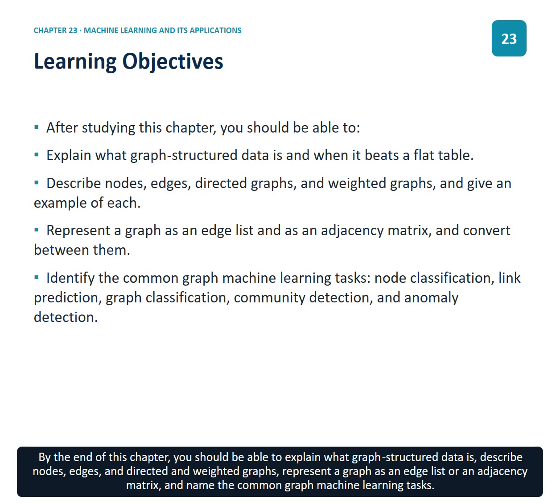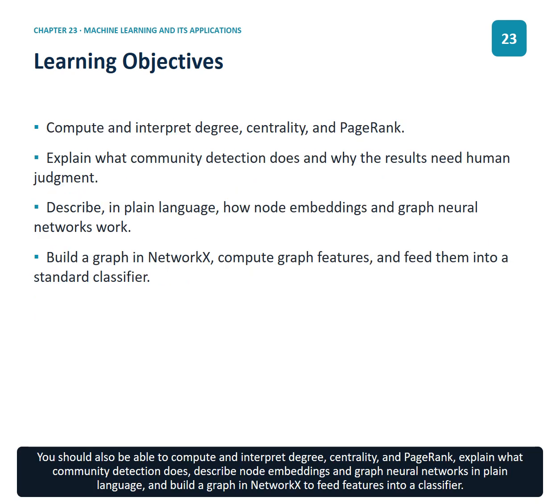By the end of this chapter, you should be able to explain what graph-structured data is, describe nodes, edges, and directed and weighted graphs, represent a graph as an edge list or an adjacency matrix, and name the common graph machine learning tasks. You should also be able to compute and interpret degree, centrality, and PageRank, explain what community detection does, describe node embeddings and graph neural networks in plain language, and build a graph in NetworkX to feed features into a classifier.